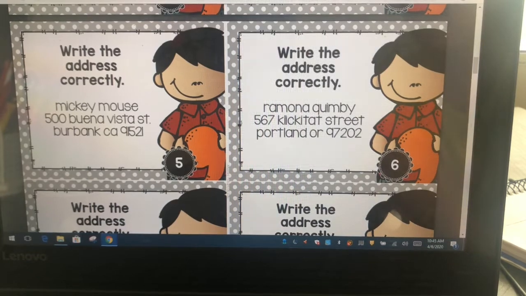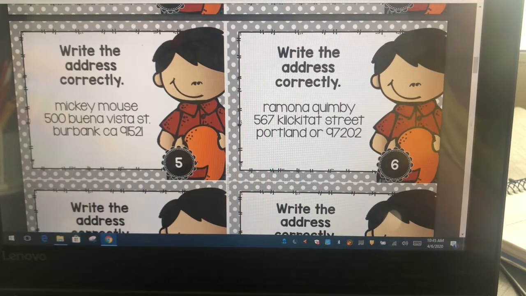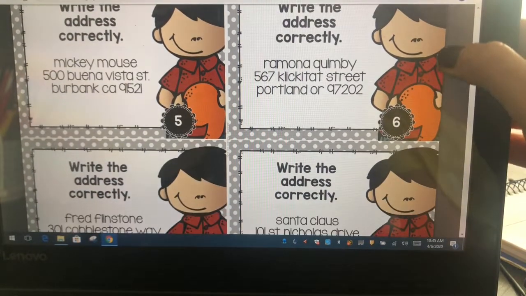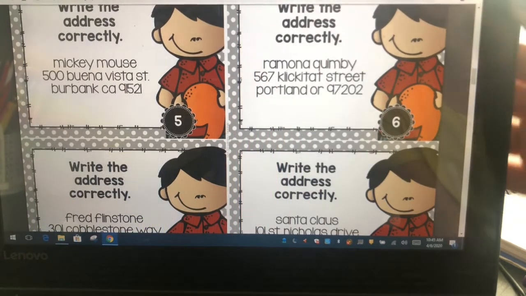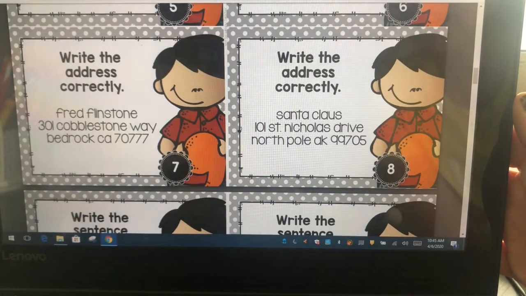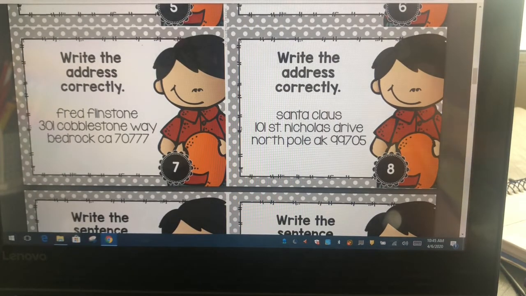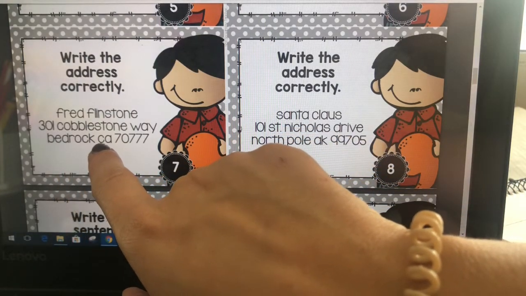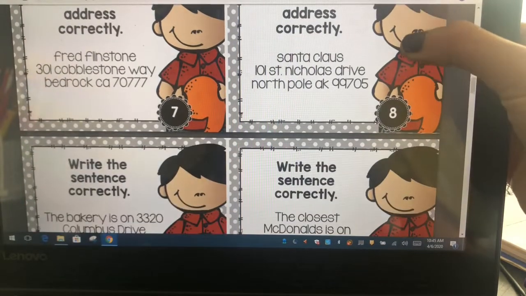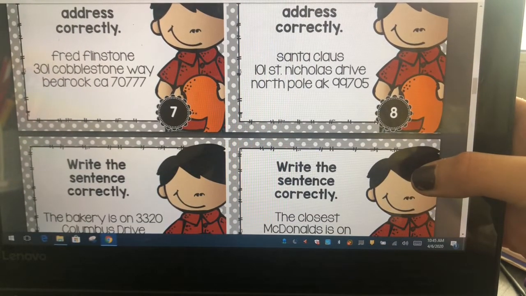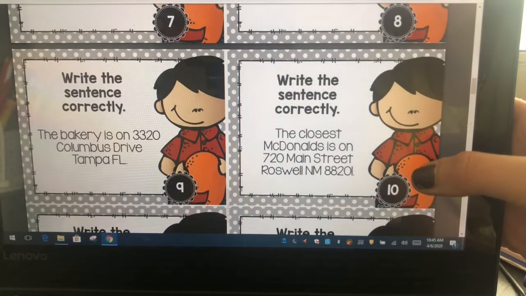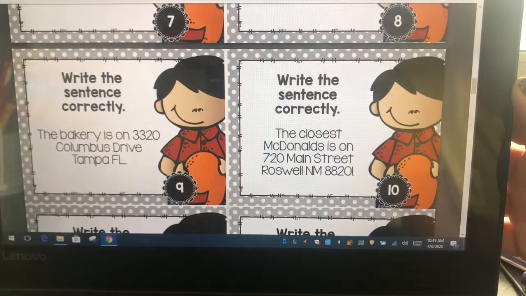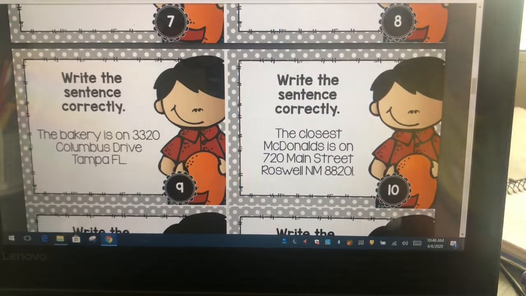Pause the video at any time if you need to. So here is card number 5 and 6. We're going to move on to card 7 and 8. Now remember, our goal is to capitalize the proper nouns and add the one comma between the city and the state. Moving on to numbers 9 and 10. Pause so you can practice writing that down correctly. We also have to practice writing it in a sentence.